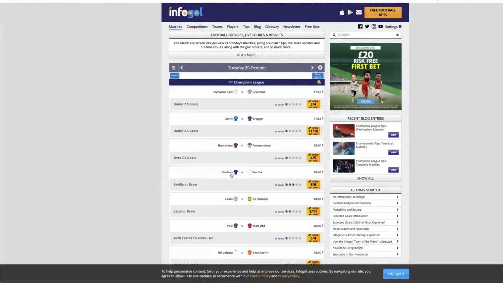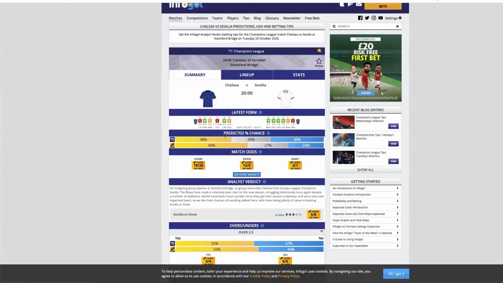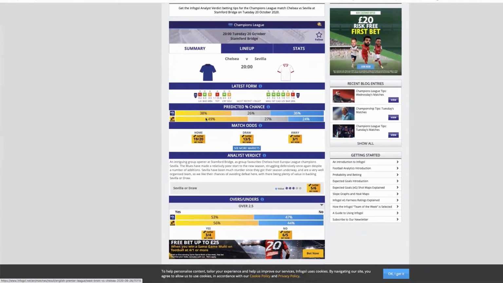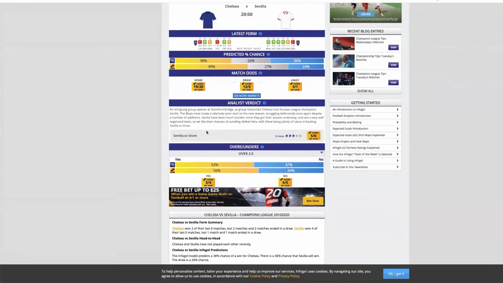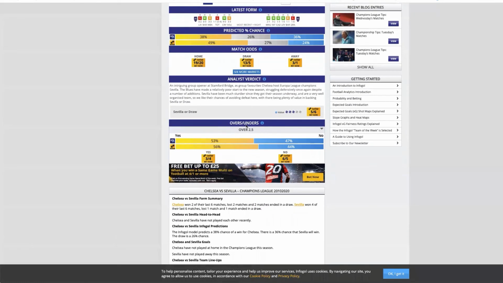Obviously, they're here. So if we just go and click on Chelsea and Sevilla, there we go. We found it. So we can go and see what it's saying here. An intriguing group opener at Stamford Bridge. Group favourites Chelsea host Europa League champions Sevilla. Blues have made a relatively poor start, struggling defensively once again despite a number of additions. Sevilla have been much sturdier since they got their season underway and are a very well organised team. So we like their chances of avoiding defeat here, with there being plenty of value in backing Sevilla or draw. So that's what they're looking at. So they then rate unders.